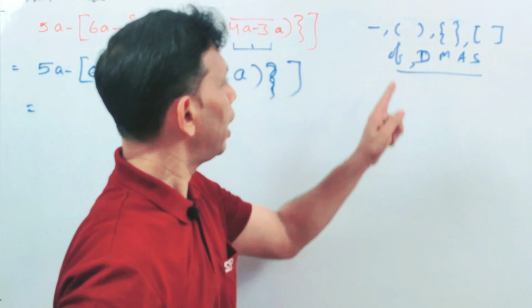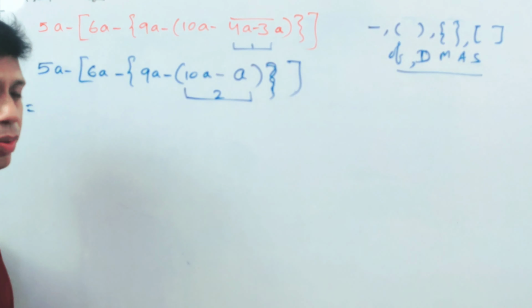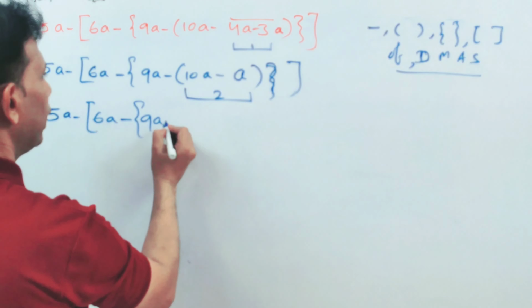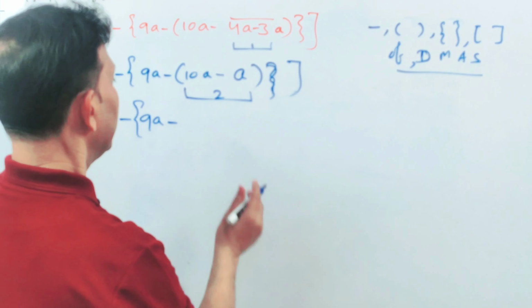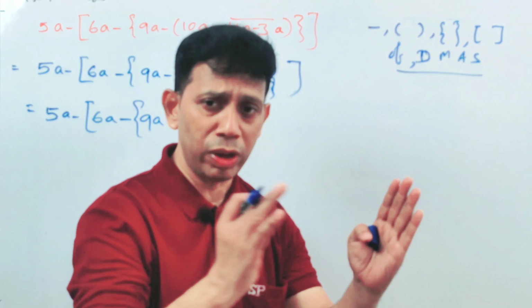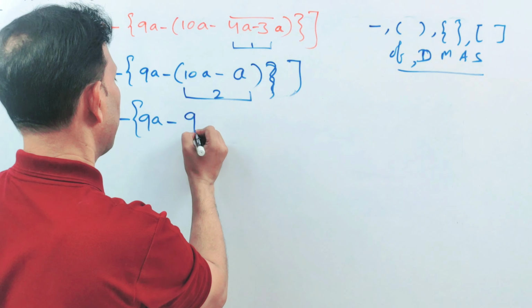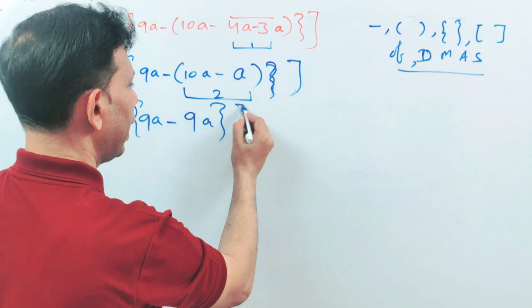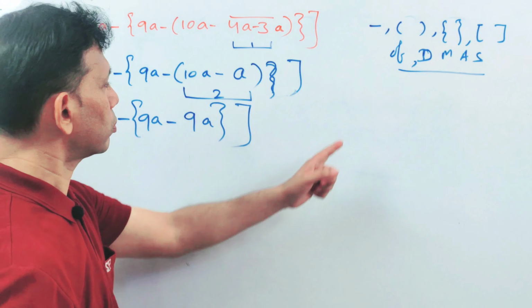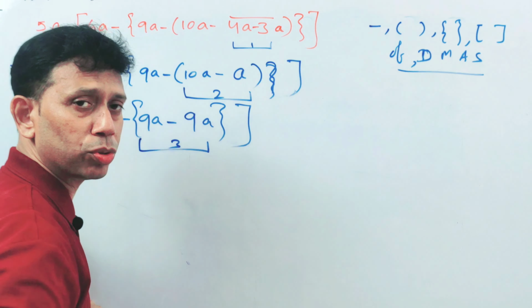Now which one will go for after the bar bracket? Circular bracket. This is the circular, this is step 2, right? So 5a minus 6a minus 9a minus, up to this I did. Now what I will do here, 10a minus a is 9a, solve, open the bracket, solve and open the bracket. 10a minus a is 9a, and minus mark is there, so minus 9a. Done. Curly bracket ends, square bracket ends. Then after circular brackets we will go for curly brackets. Now this is step number 3.